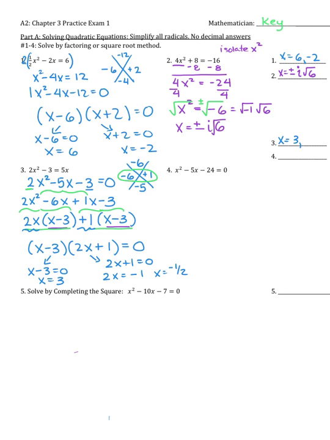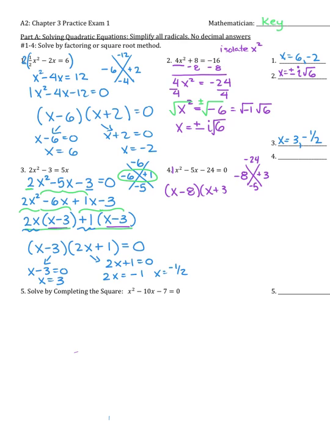So x equals 3 and negative 1/2. Okay, on number 4, you have a nice friendly one, it's already set equal to 0. We can go straight to the diamond, so negative 24 times 1, and then a negative 5. So that is going to be, let's see, negative 8 plus 3 will give you a negative 5. And since it's a 1 in front, that is what goes into our parentheses.